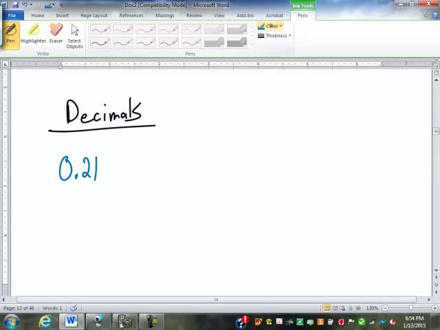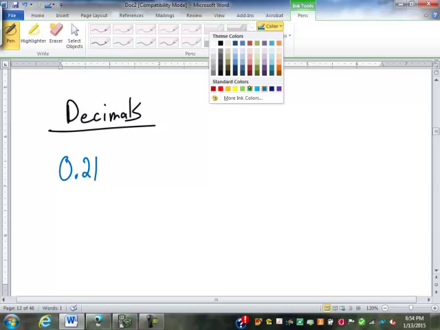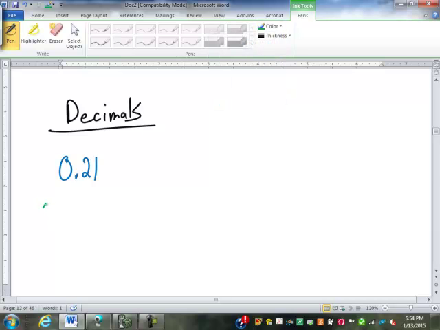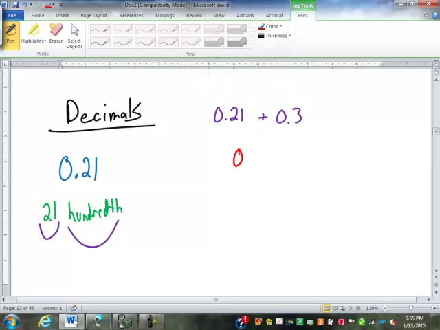If I give you 0.21, what's the formal way of pronouncing that? Twenty-one hundredths. And when you write it out that way, you can see that there's the count and the name. If I were to try to add 0.21 plus 0.3, would it look like this? What's wrong with that?